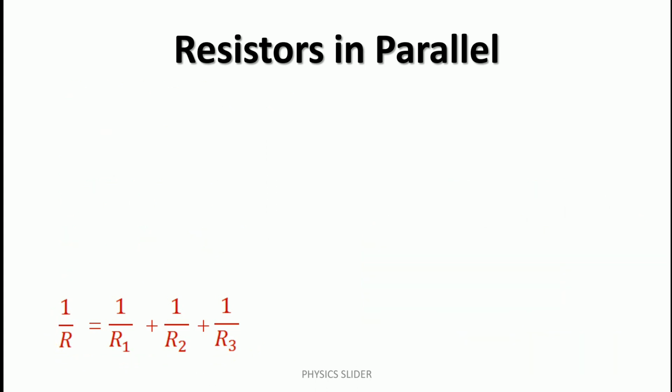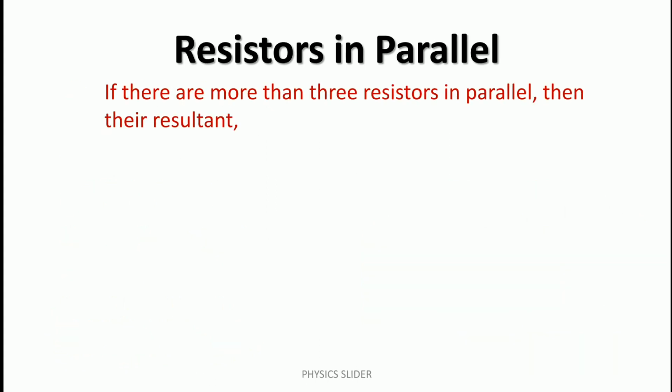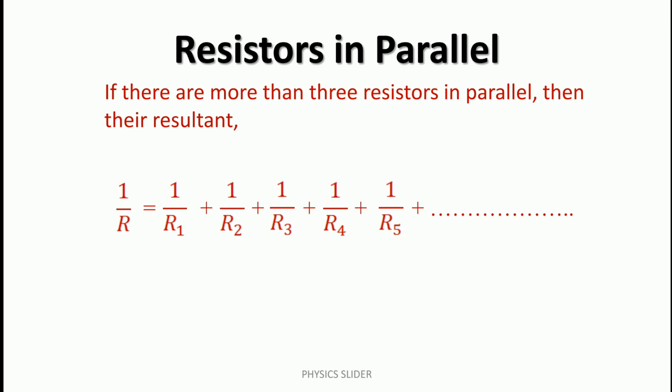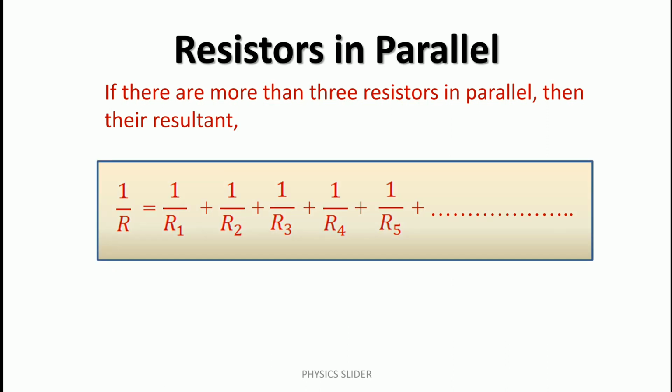So watch here. If there are more than 3 resistors in parallel, then the resultant will be 1 upon R is equal to 1 upon R1 plus 1 upon R2 plus 1 upon R3 plus 1 upon R4 plus 1 upon R5 and so on. If there are more than 3 resistors, then how to calculate the resultant of them? We must add their reciprocals to get the reciprocal of the resultant resistance. So this is the expression for the combination of resistors in parallel.